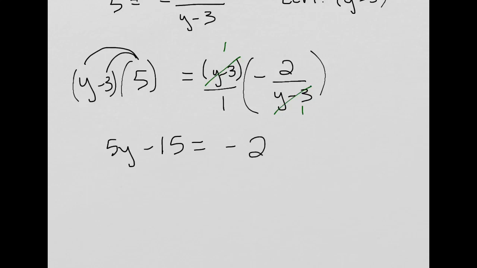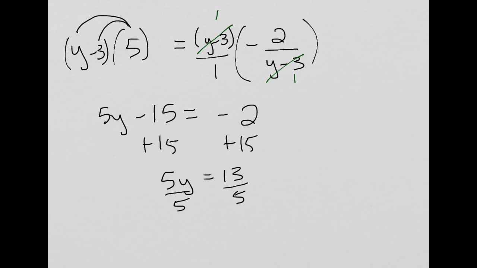And now I'm just going to solve what's left. So let's start by adding 15. So I get 5y equals 13. Divide by 5, and I get a candidate solution of y equals 13 over 5.